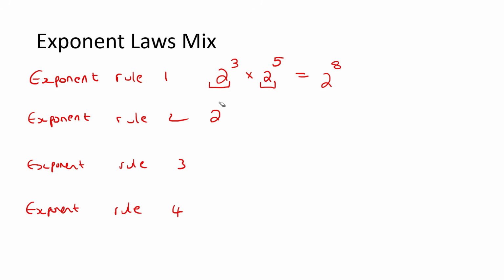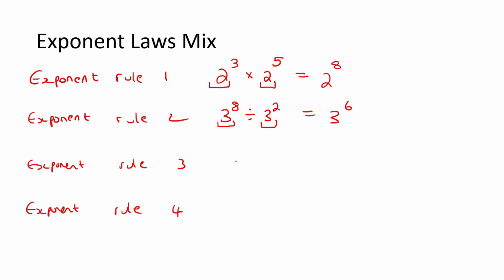With exponent rule number 2, we had something like 3 to the 8 divided by 3 to the 2. And what we learnt is, when the bases are the same and you're dividing, then what do you do with the exponents? Well, first of all, you leave the base. You don't change the base. And then what do you do with the exponents? You minus them. And so 8 minus 2 is 6. Okay?